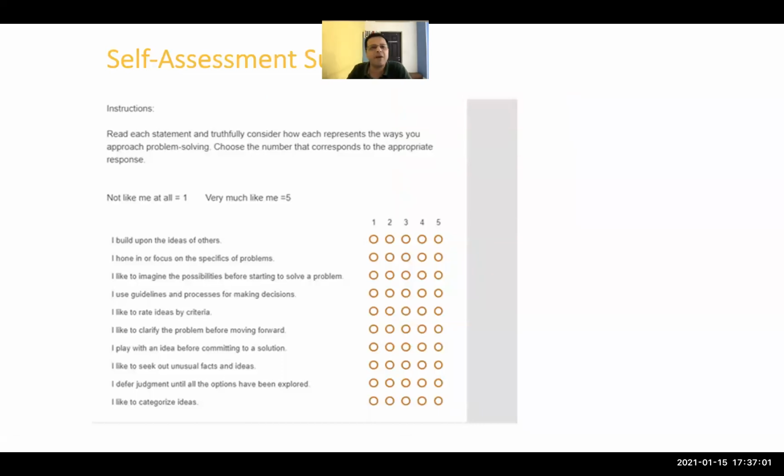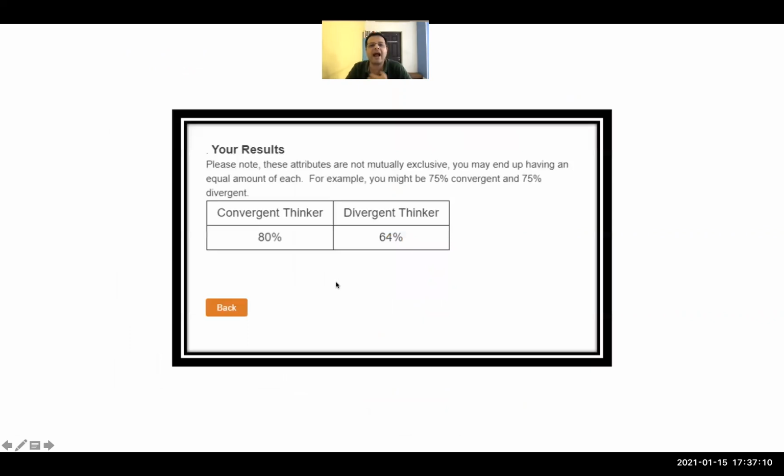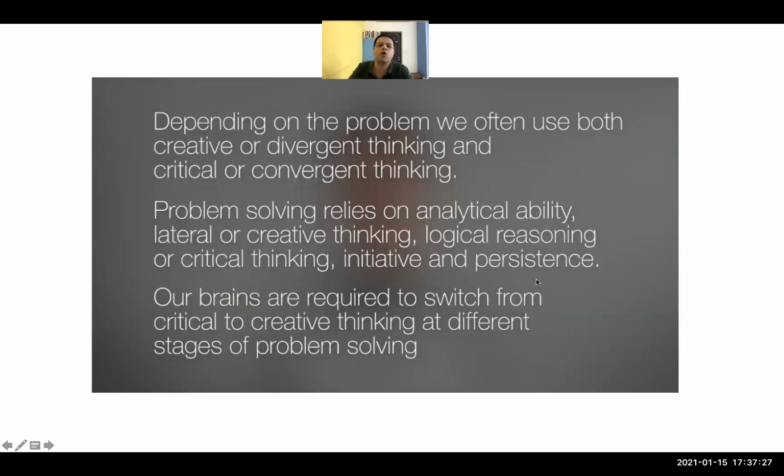Just to give you an example, I will share this link with you. There is an online forum where you can assess yourself to know whether you are a creative or a critical heavy person. And I did my own exercise. I'm 80% critical thinking and 64% creative thinking. It is not 80 plus 20, it can vary depending upon the situation. So largely I'm a critical thinker, which I agree with completely. That is what I'm all about.